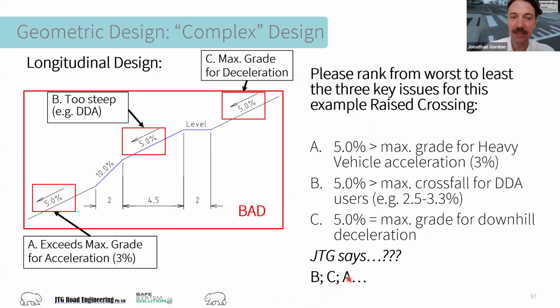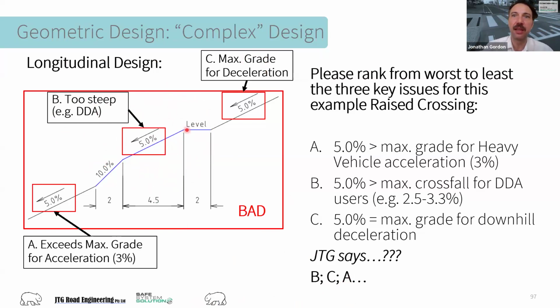So JTG says, I think it's BCA. And I'm saying that for our crossing location, this is a dysfunctional grade. I mean, we don't want our DDA users using this grade. So that's a key issue if our crossing just doesn't work as intended.